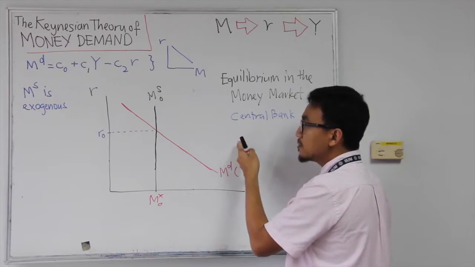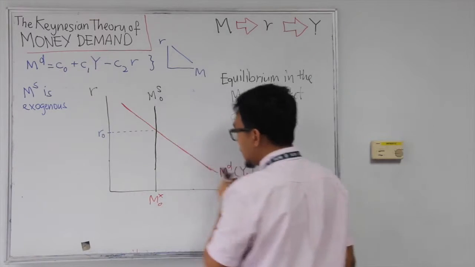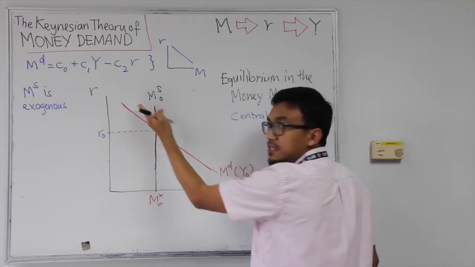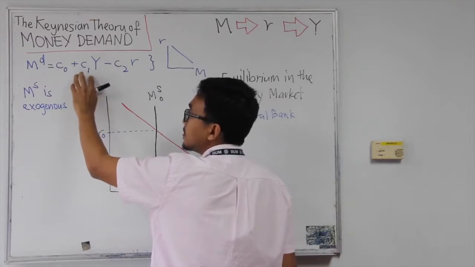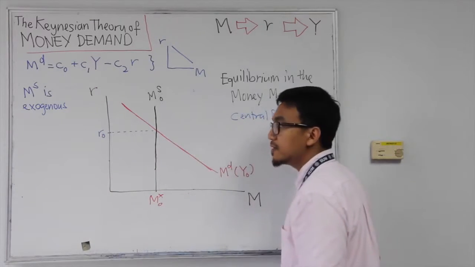If income goes up, then that will shift the demand curve for money up. Why? Because Y is positive. Y has a positive influence on the demand for money.